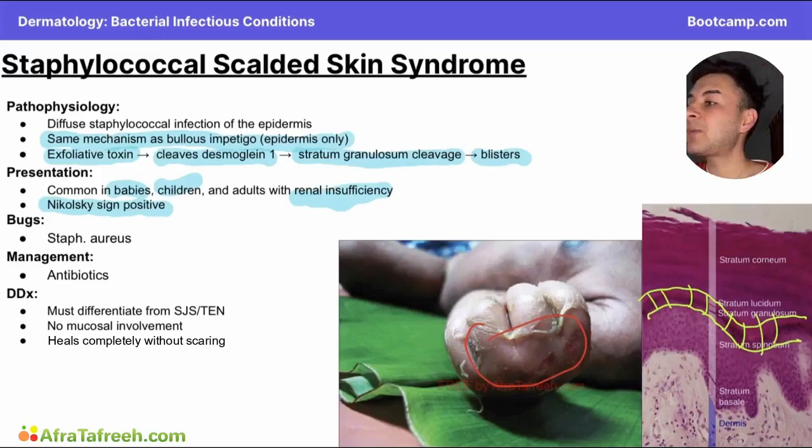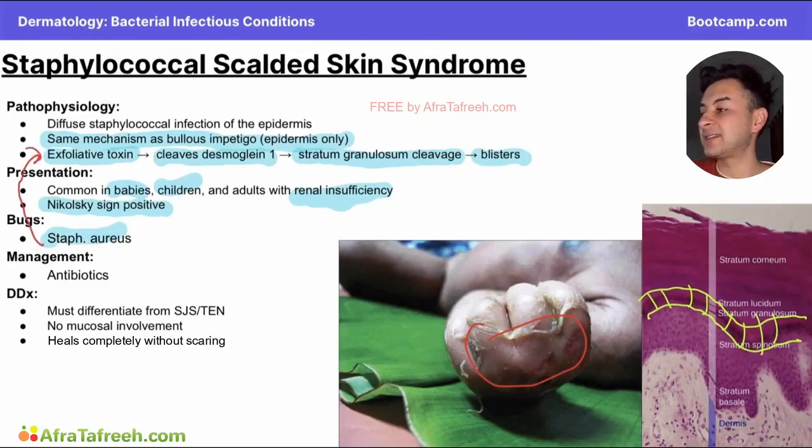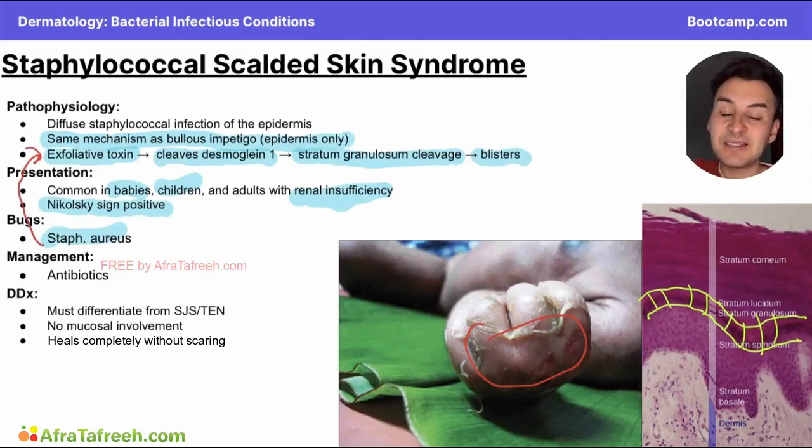In terms of the microbiology, it's going to be due to Staph aureus, and this is very similar to the bullous impetigo that we talked about, the fact that this creates the exfoliative toxin. That is the whole crux of this disease process. Now, important is differentiating this from SJS, which is Stevens-Johnson syndrome.